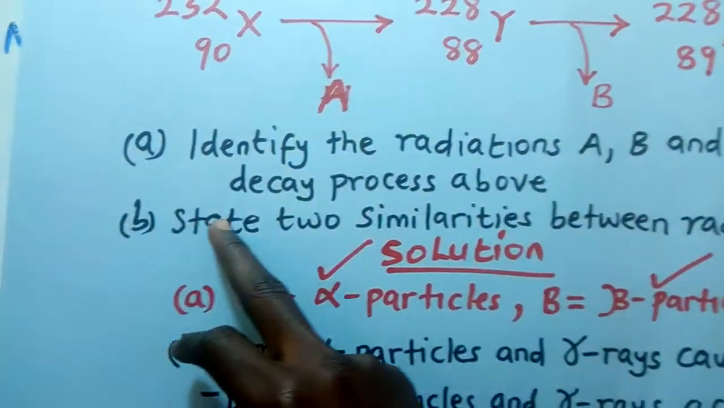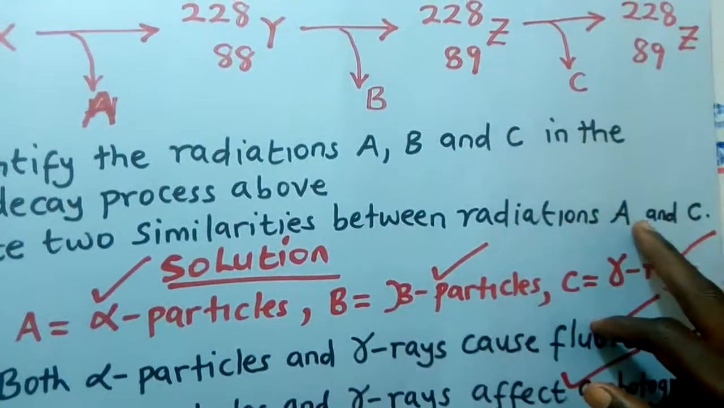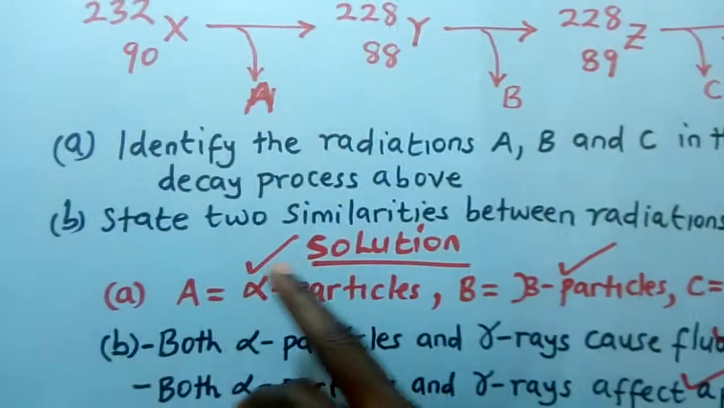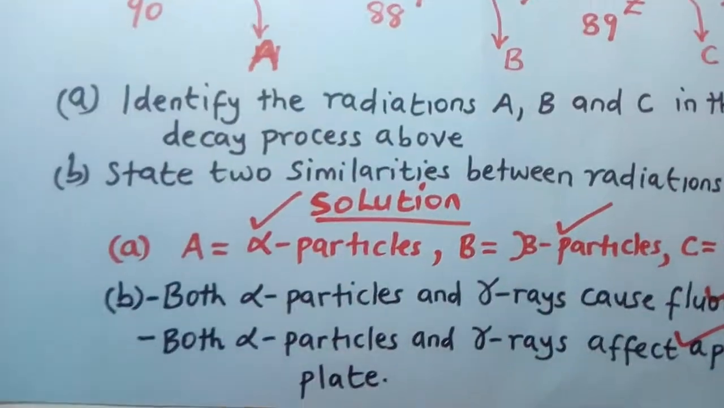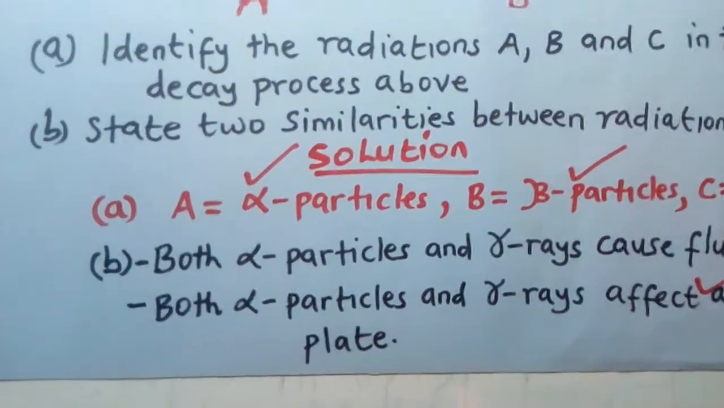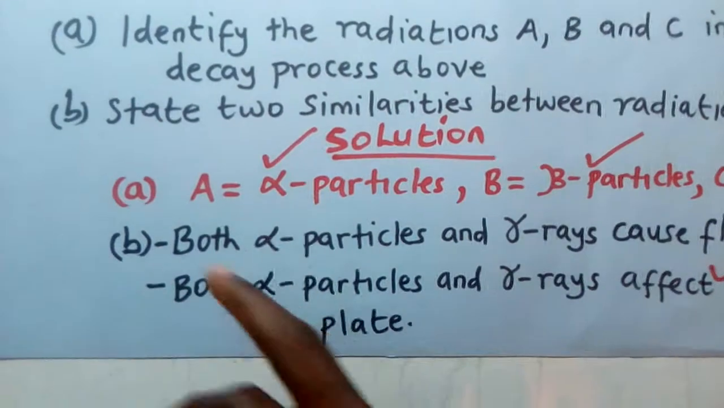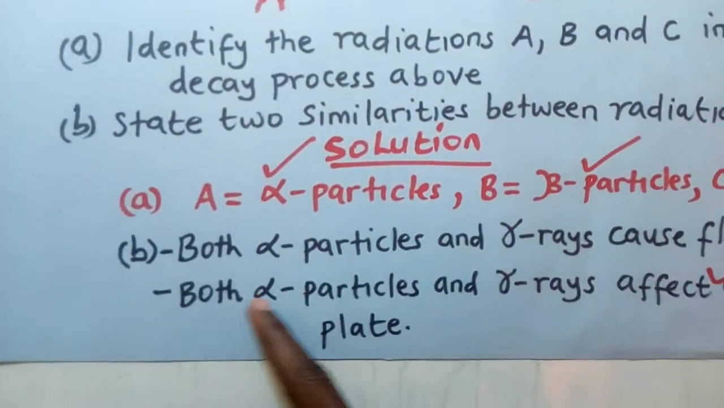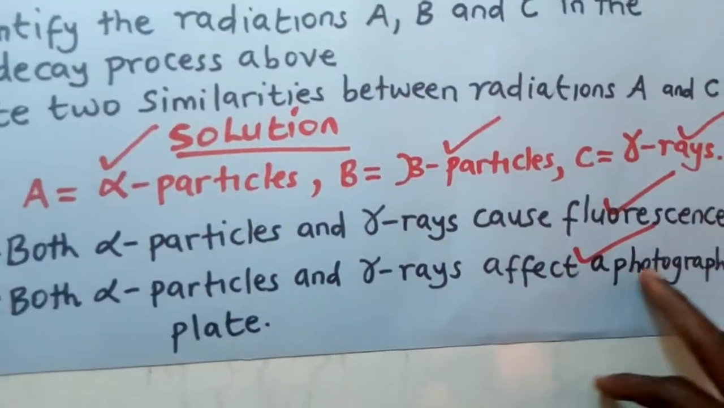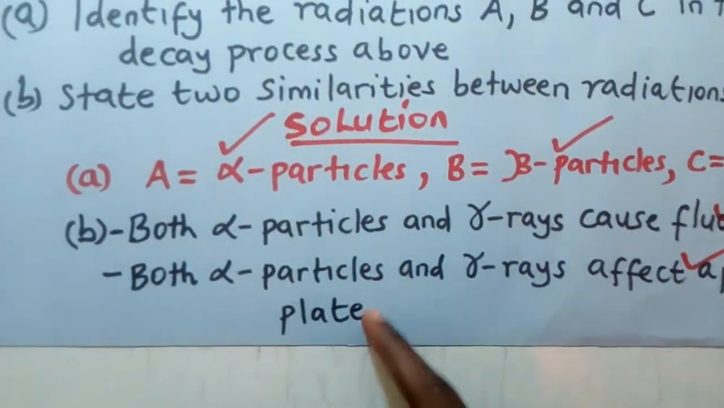Now, question B is asking for similarities between radiations A and C. What is radiation A? Alpha particles. What is C? Gamma rays. What is the similarity? So you look at their properties. Both alpha particles and gamma rays cause fluorescence. Both alpha particles and gamma rays affect a photographic plate. Where do we get these answers?